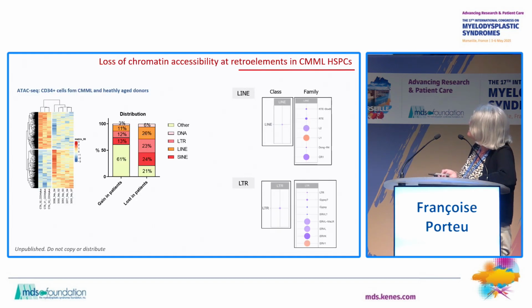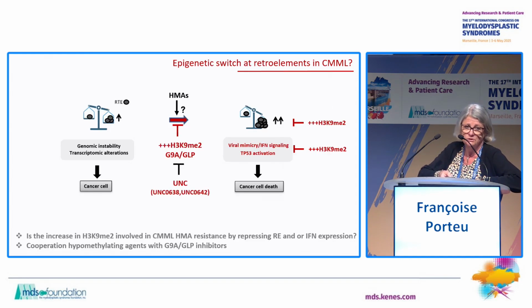So we looked at heterochromatin in CMML HSPCs using ATAC-seq, and compared to elderly control, we found that there is some amount of closed and open regions. But looking at the repeats particularly, we found that there is a gain of opening of chromatin at satellite repeats, which goes well with a decrease of H3K9me3, actually. And when looking at the retroelements, we found that all of them actually are rather in a closed conformation compared to controls. And this occurs at LINE-1, and most of the ERV families are in a closed conformation.